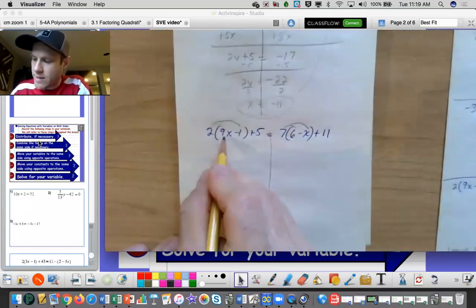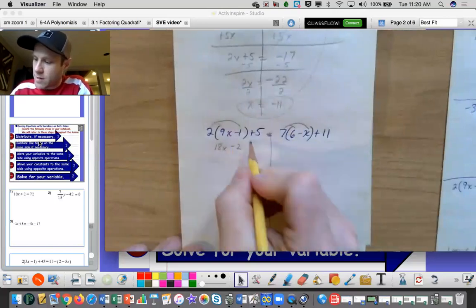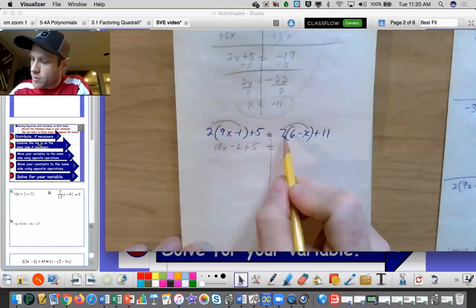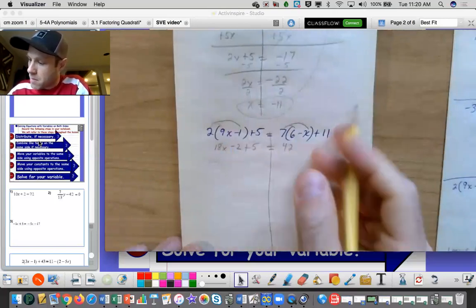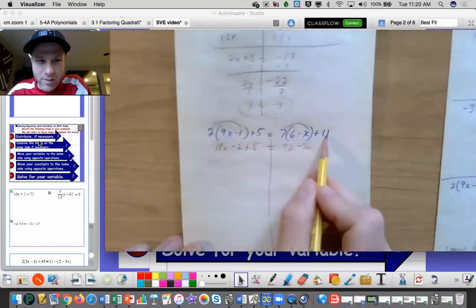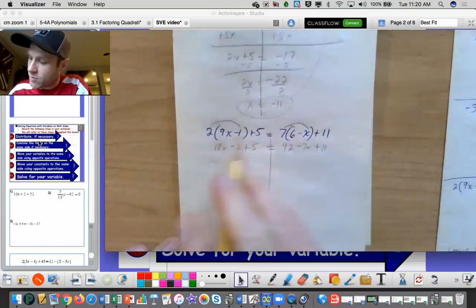So this would be 18x, and it'll be -2, got to watch out for your signs, plus 5 equals, this will be 42 minus 7x. Now, careful, this 7 doesn't distribute to the 11. I almost did it on accident. It won't. The 11 will just drop down, just the same way that this 2 didn't push over to the 5 either.